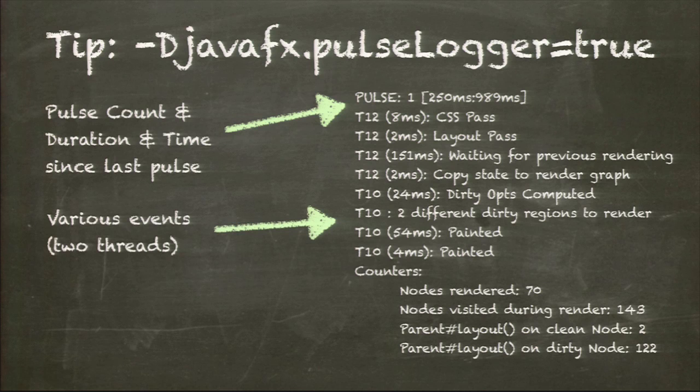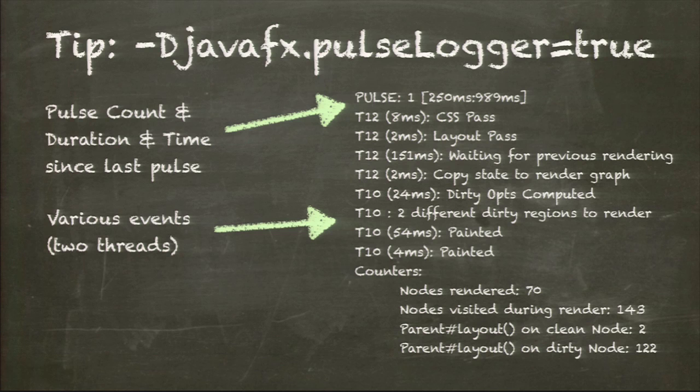So we can see that the FX thread, thread 12 in this case, did a CSS pass, which took 8 milliseconds. That's half of our 16 millisecond budget right there. He used half of it. The layout was only 2 milliseconds. So in this case, layout wasn't my problem. 151 milliseconds waiting for the previous rendering. Okay, that obviously is the lion's share of why this pulse took a long time. It's because he couldn't start a new render job because the last one was still going. So whatever happened at the beginning is taking a long time.